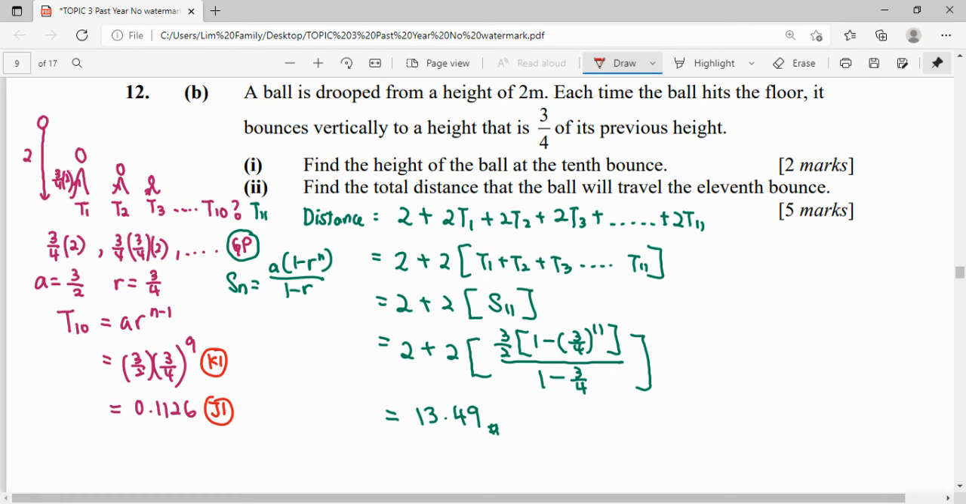So what is the important concept here? The first one, we must know how to calculate the distance traveled by the ball for every bounce here. Then we can identify that this is the sum to 11 terms. Then we substitute our values, where our A is 3 over 2 and the common ratio is 3 over 4. And applying the correct formula, we managed to get to our answer.